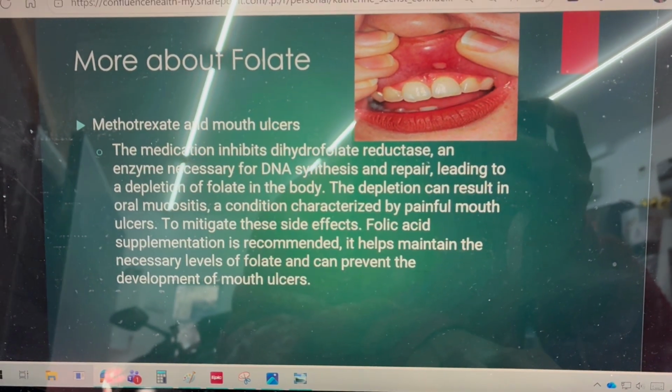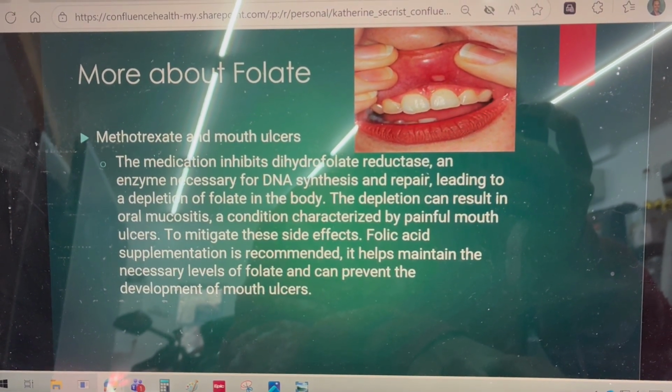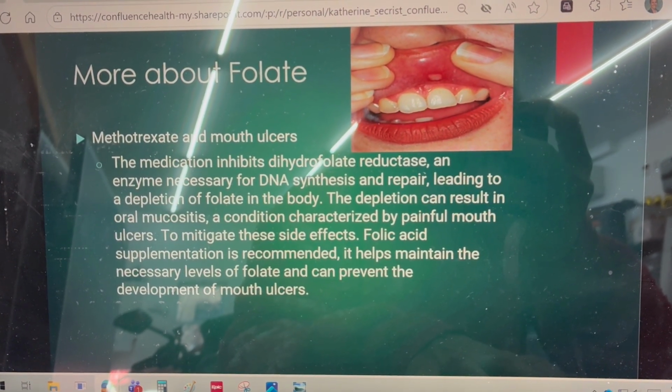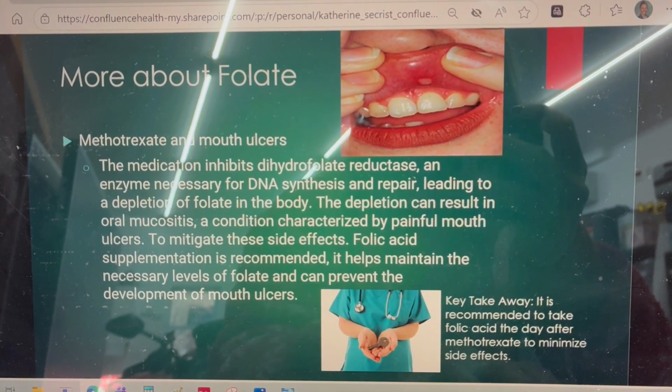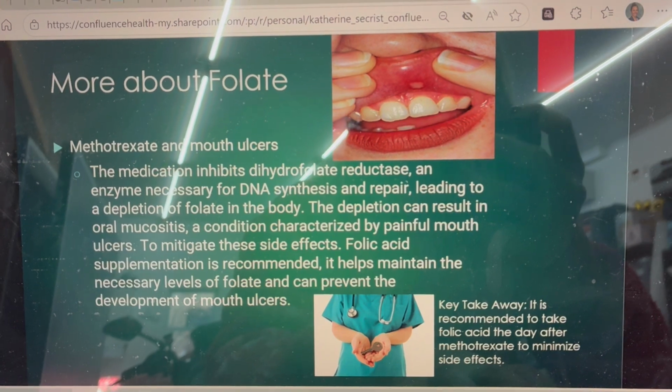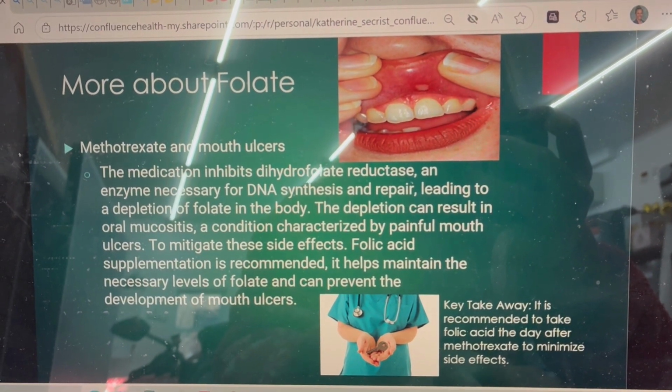To mitigate these side effects, folic acid supplementation is recommended. It helps maintain the necessary levels of folate and can prevent the development of mouth ulcers. Key takeaway: it is recommended to take folic acid the day after methotrexate to minimize side effects.